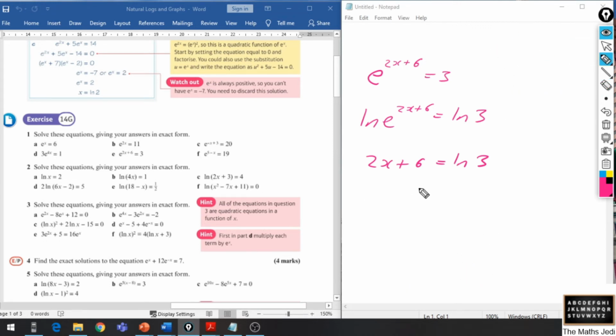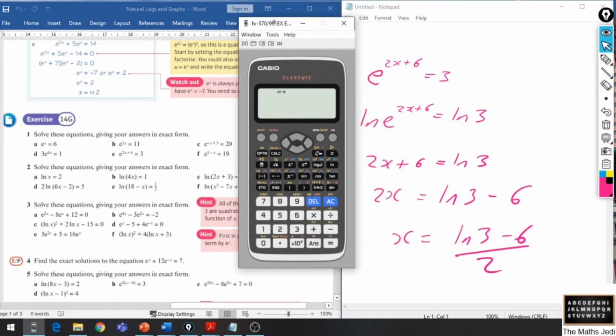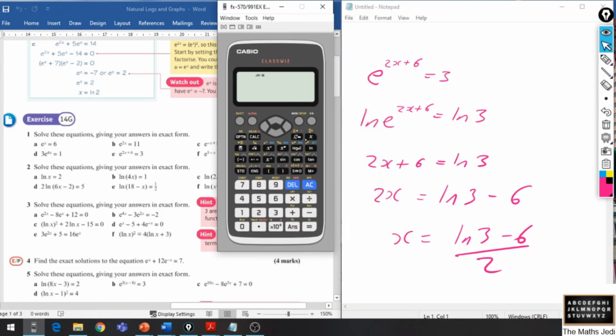Right, back to the question. Very simple from here, of course. We just do 2x equals log 3 minus 6, and then x equals (log 3 minus 6) over 2. Again, be really cautious with calculators, but do take your time with it. These calculators are pretty good. They will give you a good representation of this as you're going along.